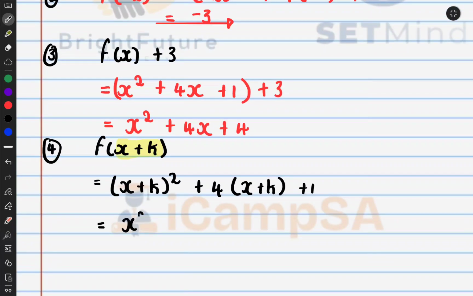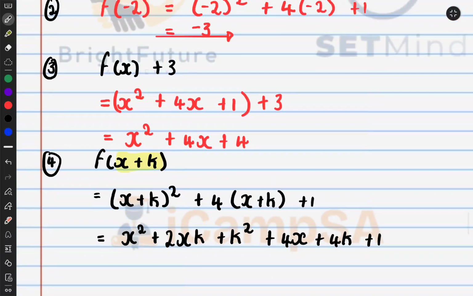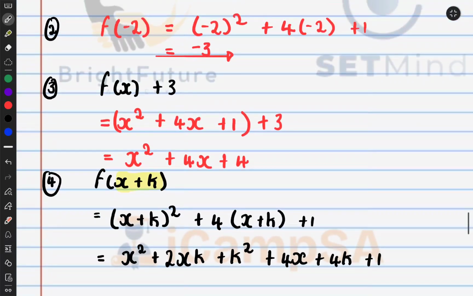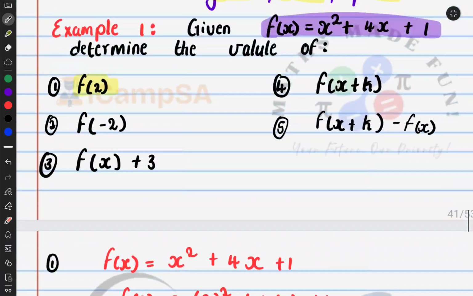This one is going to be x squared plus 2xk plus k squared plus 4x plus 4k plus 1. So this is the expanded version of what we had on the previous step. Let me see if we had like terms. Apparently we do not have like terms, so it is even better to just leave it like that in step number 1.